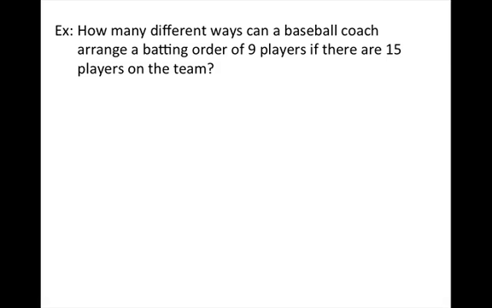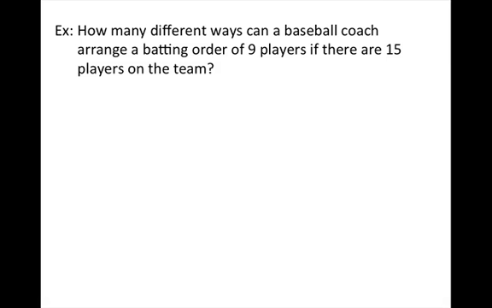In the next example, how many different ways can a baseball coach arrange a batting order of 9 players if there are 15 players on the team? With a baseball lineup, order matters. If the batters bat out of order, it's an automatic out. So if you put batter number 1 first and batter number 2 second, they have to appear in that order. If you switch the 2 batters, that's a different lineup.